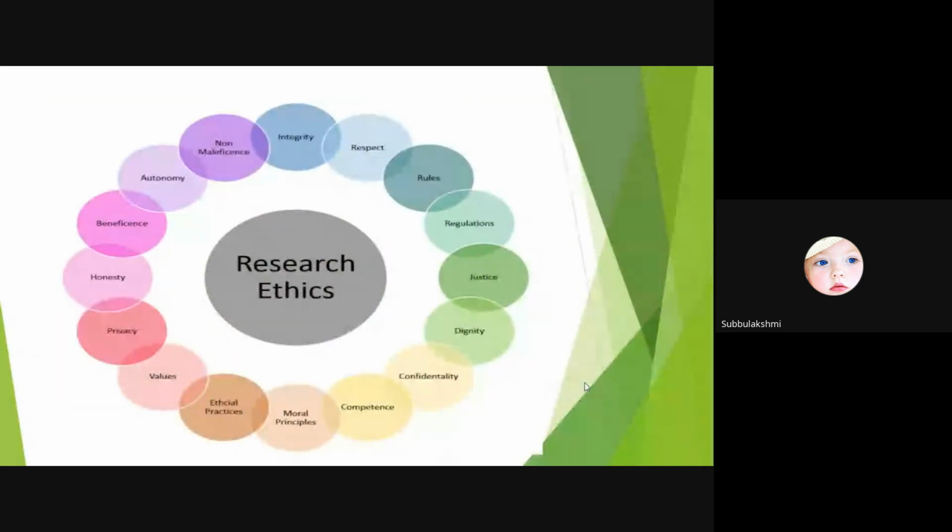Yes. So these factors are highly essential for any researcher. These are the various qualities, I should say, expected from a researcher. Okay, integrity, respect, rules, regulations, justice, dignity, confidentiality, competence, moral principles, ethical practices, values, privacy, honesty, beneficence, autonomy, non-malfeasance. So these are all very, very essential. We cannot be choosy in this. So all these qualities should be there within a researcher. Only then can an appropriate solution be achieved, or else our research work will be hanging by a stick.